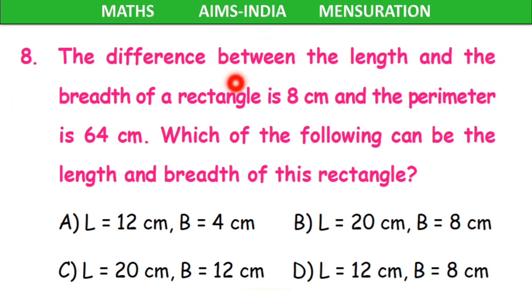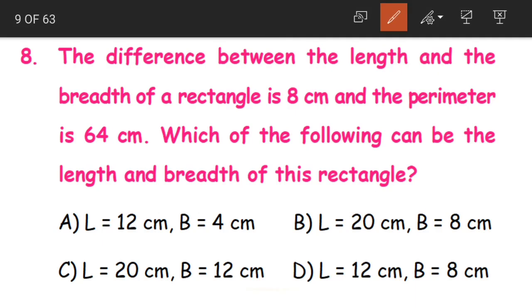Question number 8. The difference between the length and breadth of a rectangle is 8 centimeters and the perimeter is 64 centimeters. Which of the following can be the length and breadth of this rectangle? What are they saying? Here the length and breadth are not directly given, but the difference between the length and breadth is given. The difference between length and breadth, L minus B, is equal to how much? 8 centimeters. And what is the perimeter?